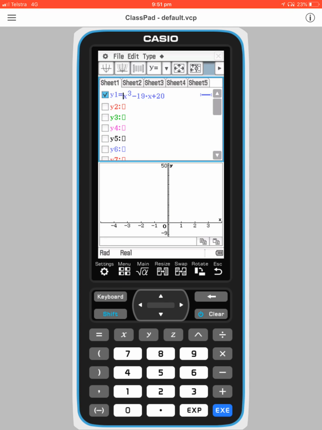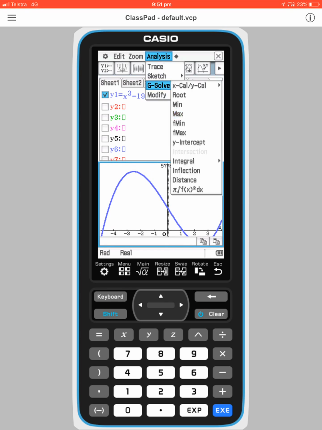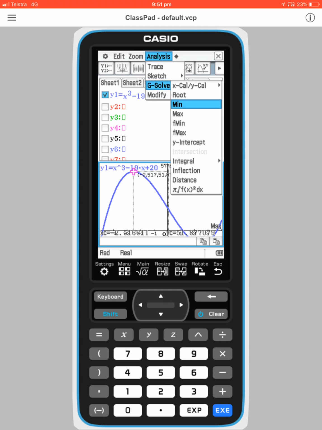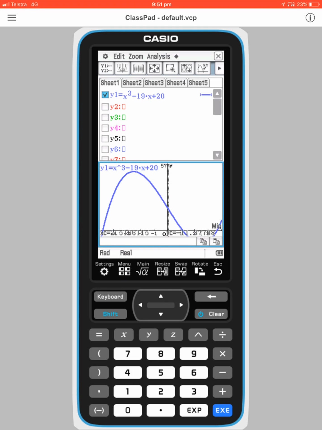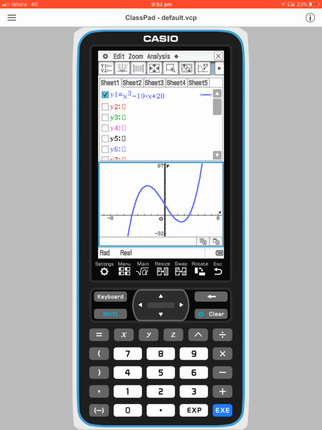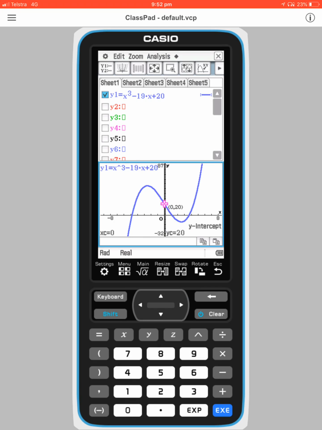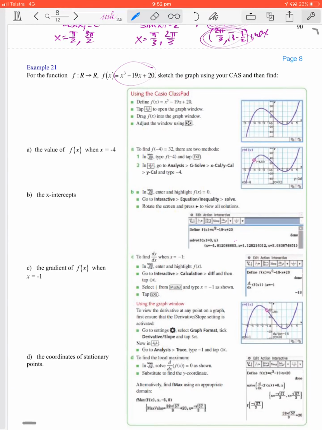Okay, but the easiest thing to do is go into your graph. If you want to find that maximum, analysis G solve max, and it'll tell you the maximum. If you want to find the minimum, analysis G solve min, and that is, zoom out. So analysis G solve min, that tells you a minimum. Analysis G solve max, that tells you a maximum. Analysis G solve root tells you your x-intercepts. Analysis G solve y-intercept tells you your y-intercept. I don't really think there's going to be anything else.